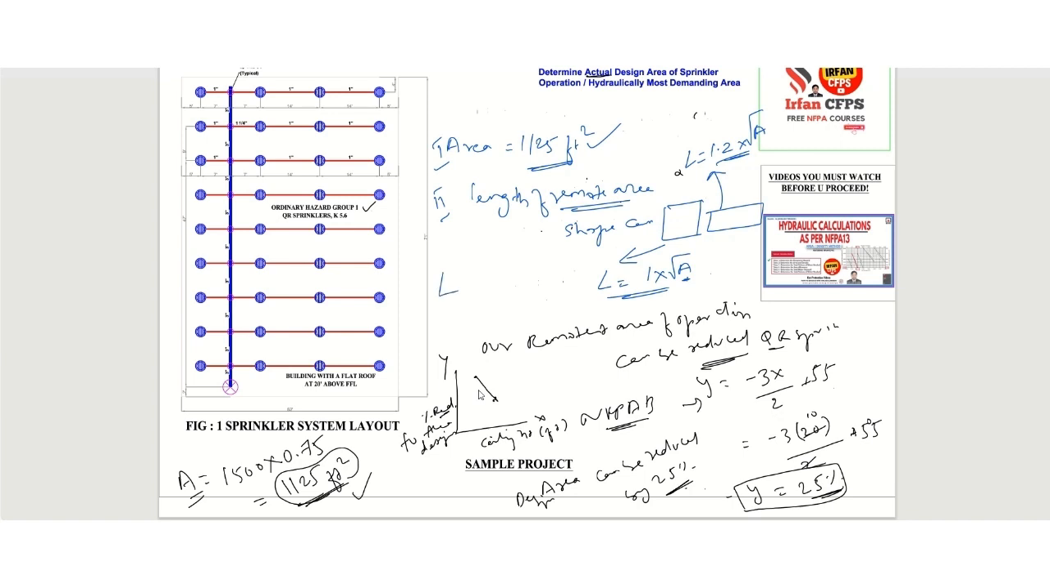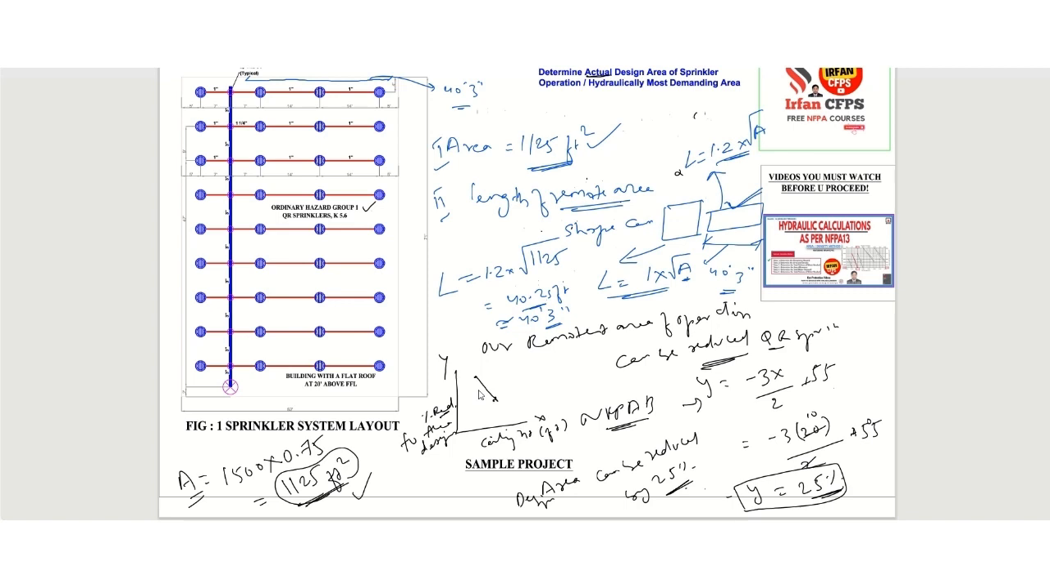Therefore, if you are considering this rectangular remotest area, then length will be 1.2 multiplied by root of the design area 1125 square feet. So it will come to around 40.25 feet. It means approximately 40 feet 3 inches. So the remotest area length has to be 40 feet 3 inch. It means this length has to be 40 feet 3 inch.